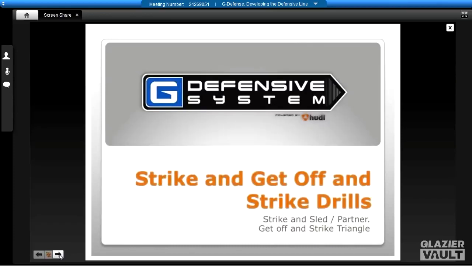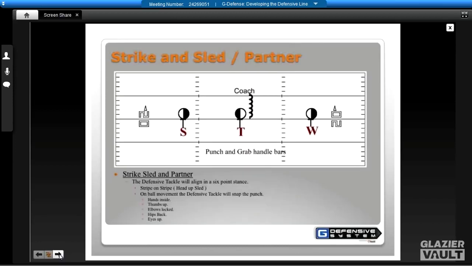Now, strike and get off and strike drills. Okay? The first thing I like to do is strike and sled or strike and partner. Fellas, I like to work with a partner. And you know, nowadays, you can't go live like we used to back in the old days. So I love those hand shields that are soft. There's a couple different ways you can go with this. There's a couple companies out there who make really nice soft hand shields that you can use your hands on.